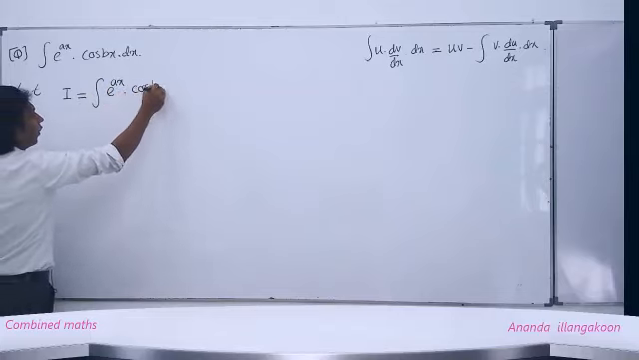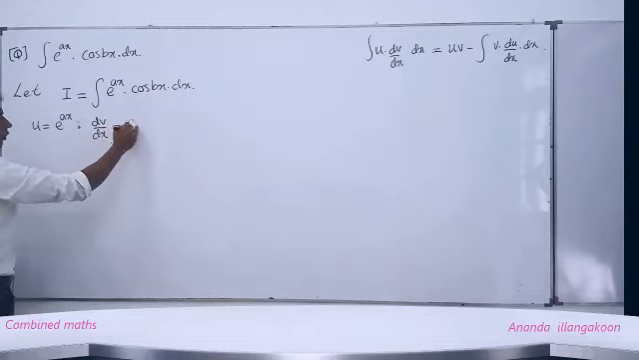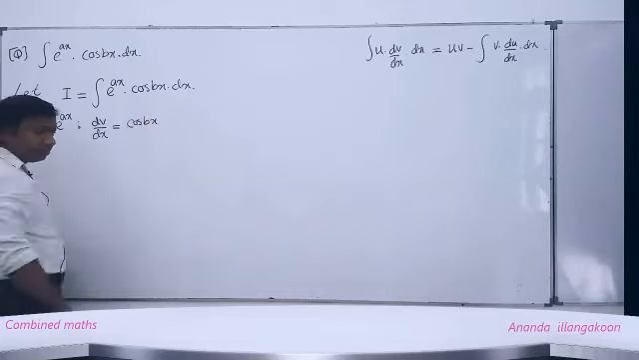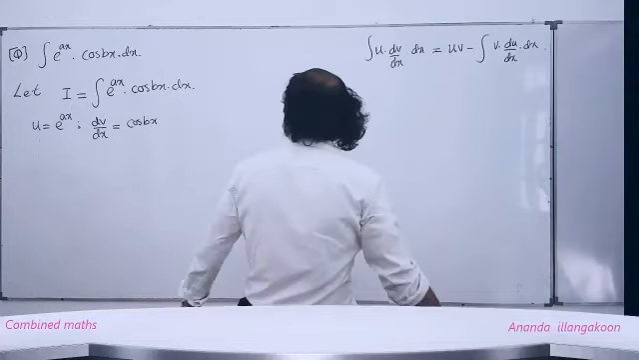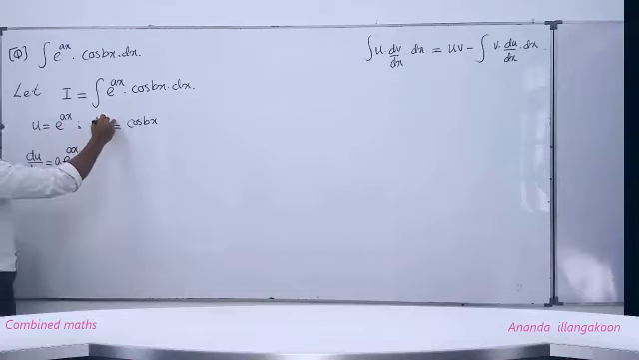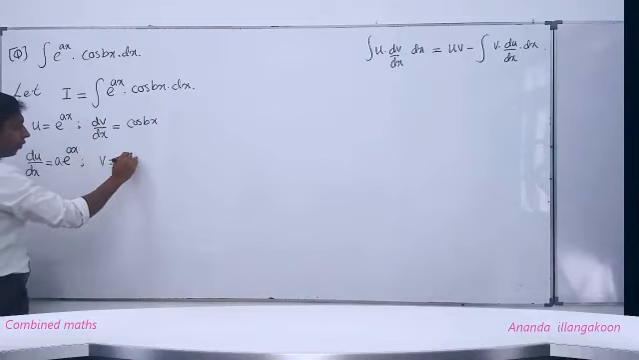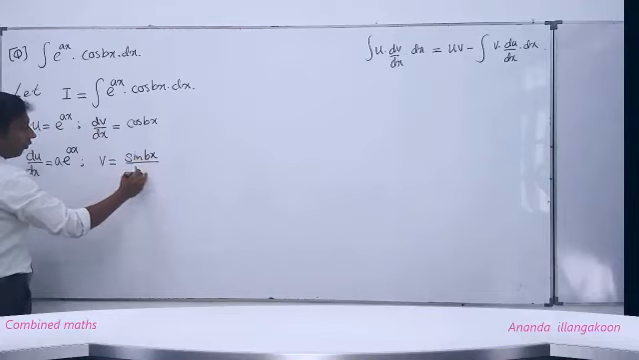I equals the integral of e^(ax) cos bx dx. Then I'm going to take this e to the power ax as u, and our dv by dx as cos bx. Now this u function we have to always differentiate to find du by dx, which is e^(ax) into the derivative of ax, which is a. And this dv by dx function cos bx, we have to integrate to find v, which is sin bx divided by b.